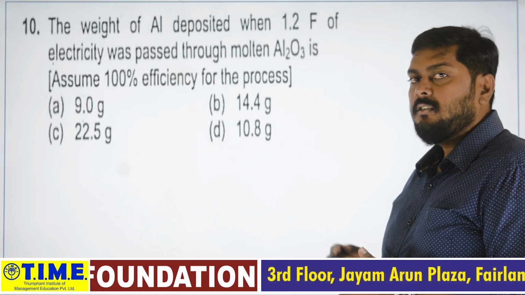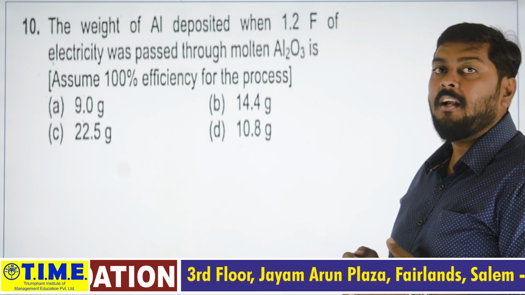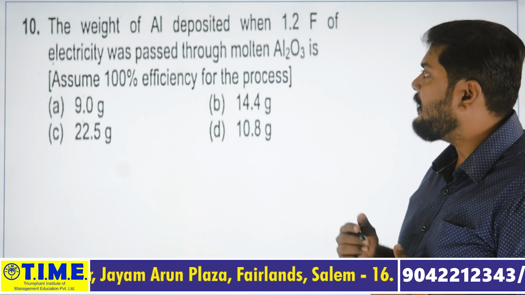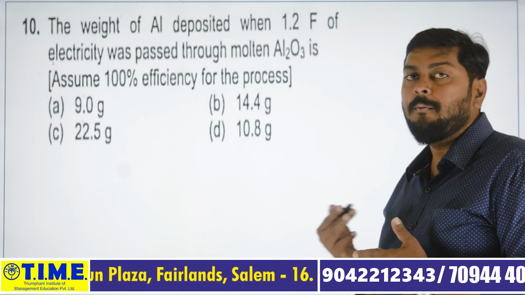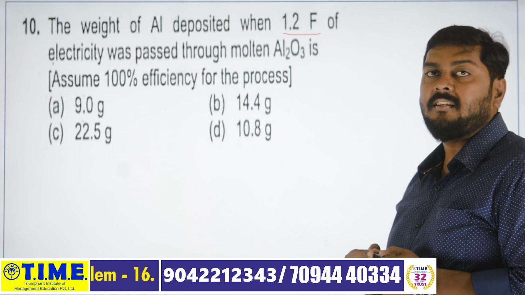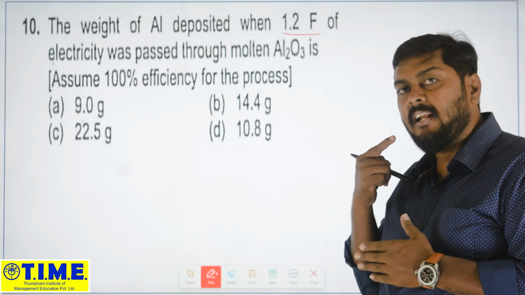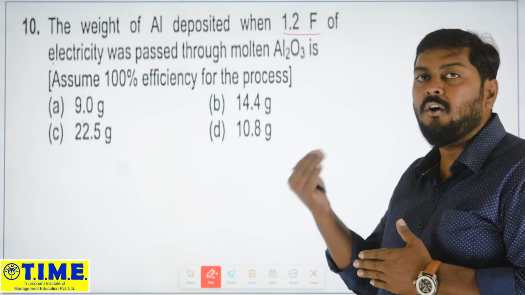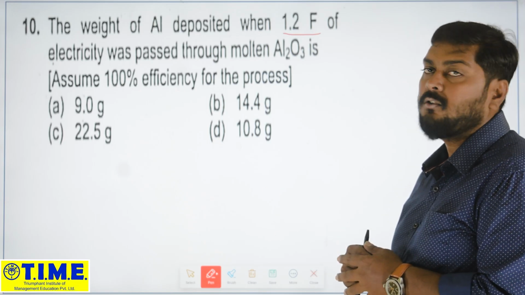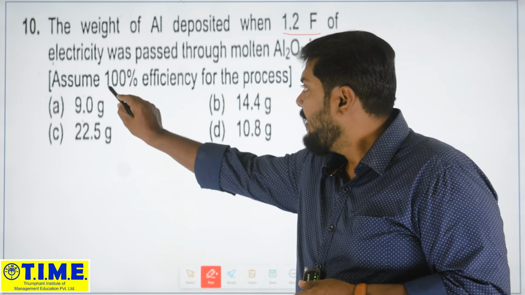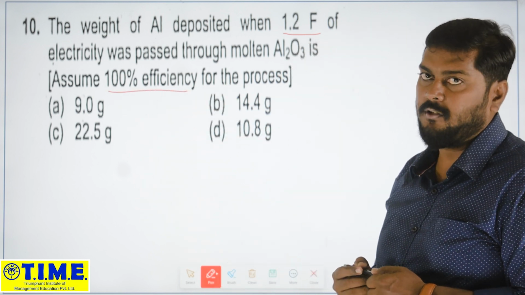See this question. This question is from the unit electrochemistry and from Faraday's law. We are asked to calculate the amount of aluminum deposited when 1.2 Faraday of electricity is passed. When we pass 1.2 Faraday of electricity, how much weight of aluminum gets deposited, they have asked us to calculate. And they have asked us to assume that the efficiency is 100%, right?